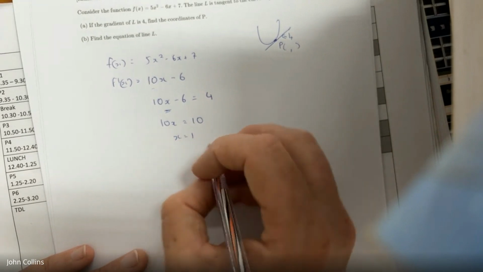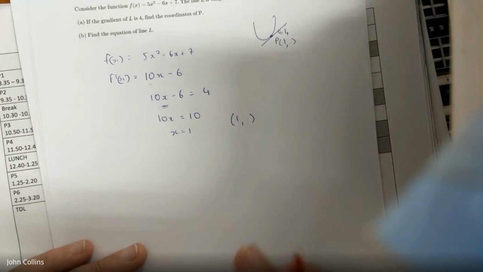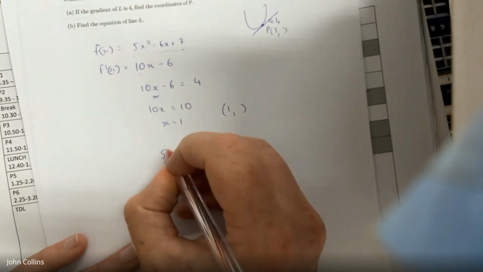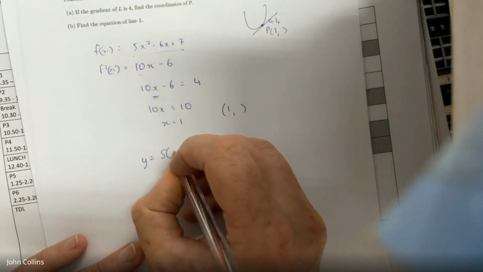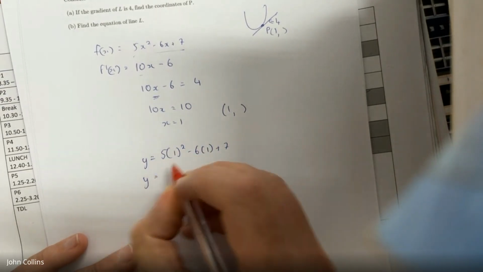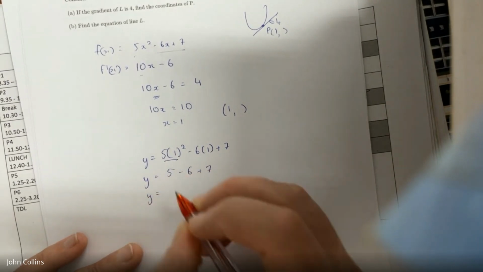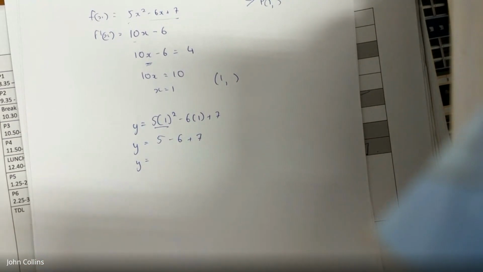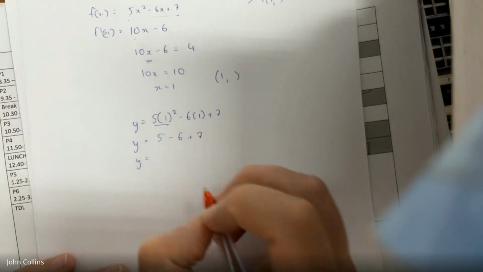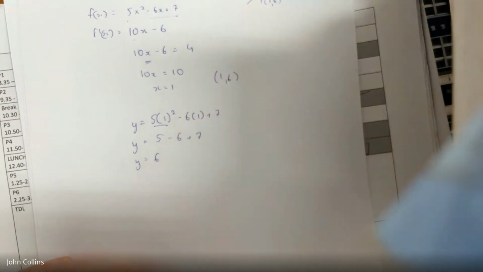Okay, if x is 1, I need the coordinate. I have only half the coordinate now. I need to find the y. So the only thing that gives me y is this original function. So y will equal 5 times 1 squared minus 6 times 1 plus 7. So this is going to be 5 minus 6 plus 7. Y then is equal to, what's that, 12, 6 is it? I think. So that's 6. Okay, that's the first thing.